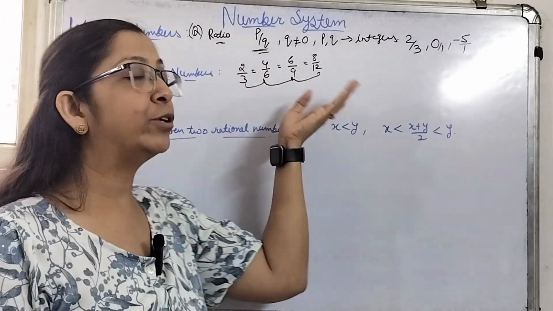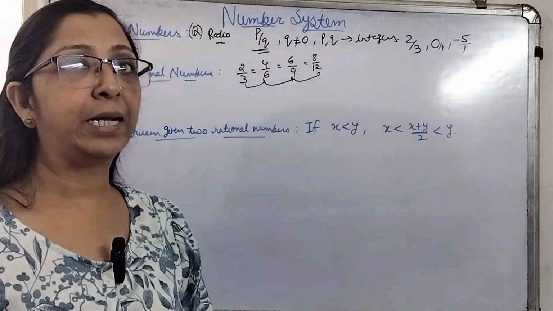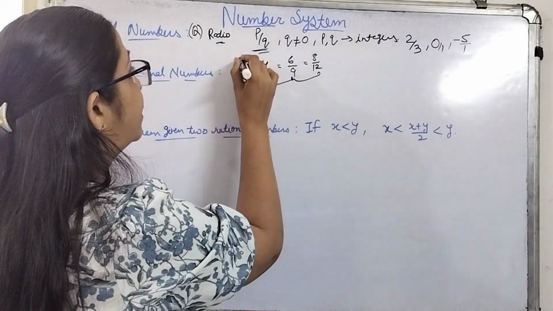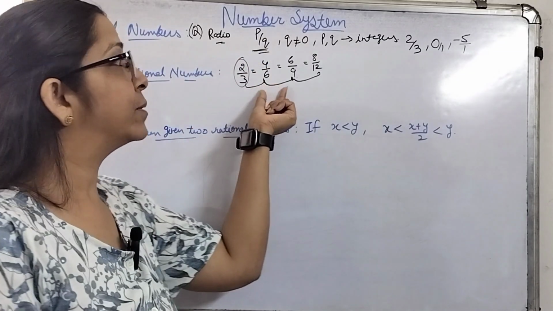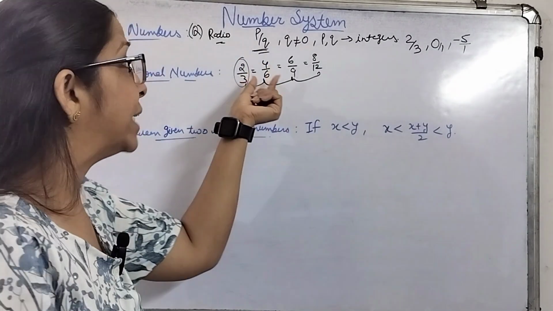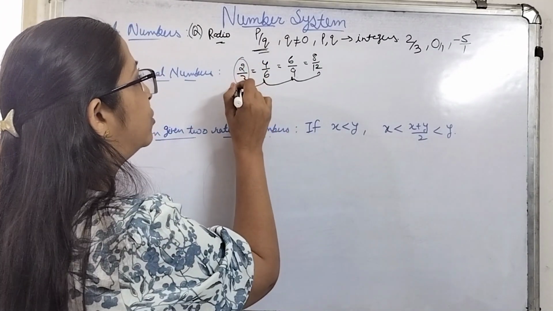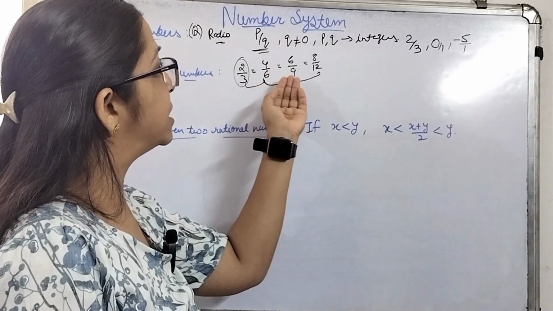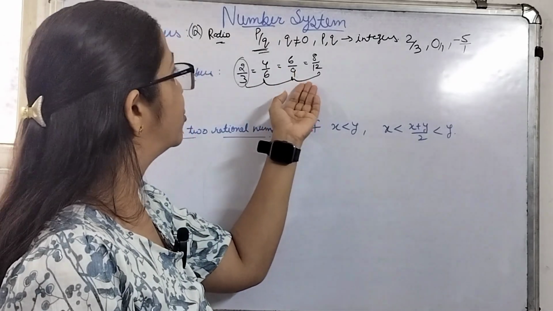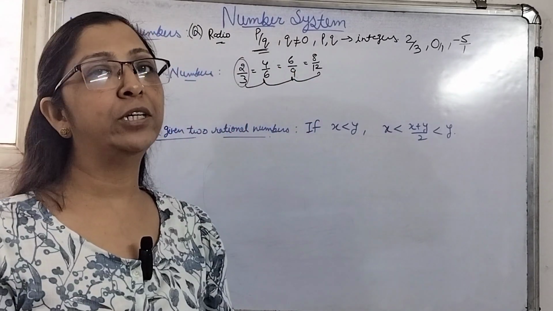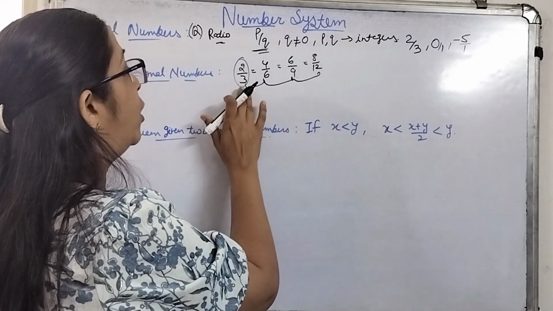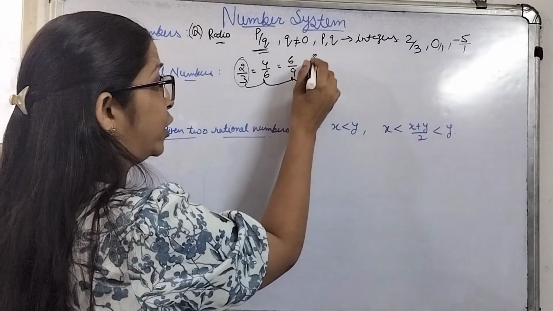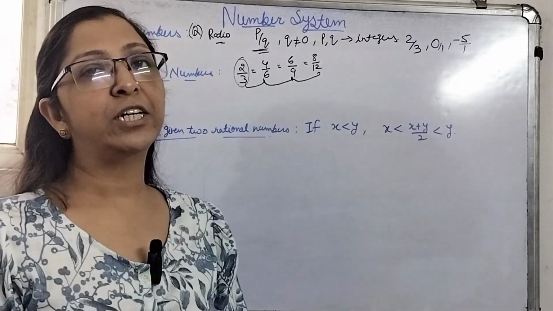But whenever we have to represent these numbers on the number line, we always represent the simplified form only. If we have to represent 4 upon 6, we will represent 2 upon 3 only. If we have to represent 6 upon 9, we will also represent 2 upon 3 only. The simplified form of any rational number, we will represent on the number line.